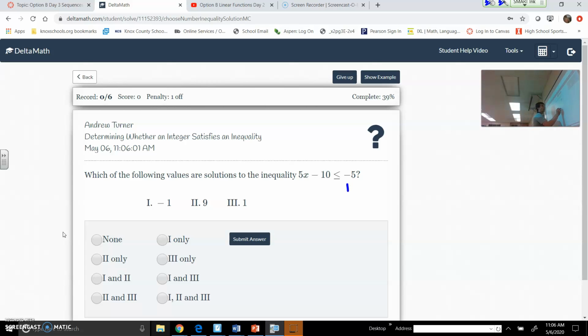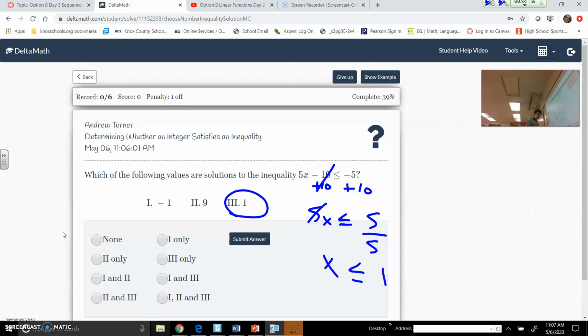For this one, we'll start by adding 10 from the left to the right, and it's not an equals, it is a less than or greater than sign. -5 plus 10 is 5, and when you divide by 5, that would be 1. So any value that is 1 or less than 1 is a solution. That includes the third one, because it's equal to 1, and also the first one, -1, because that value is less than 1. So we're looking for 1 and 3.